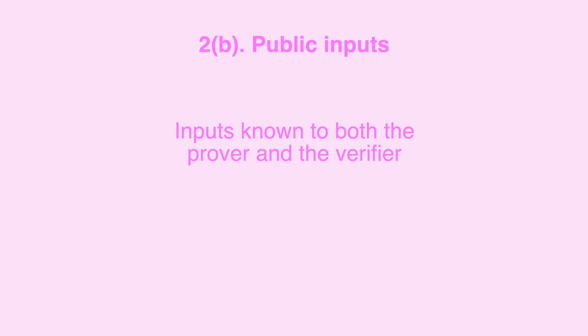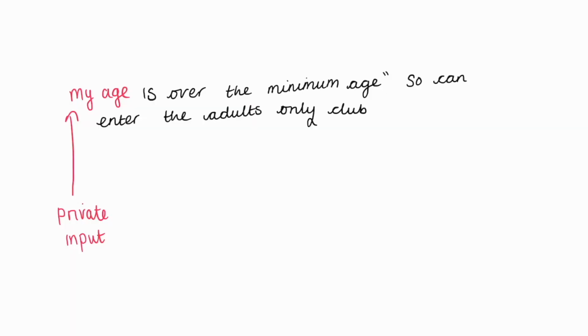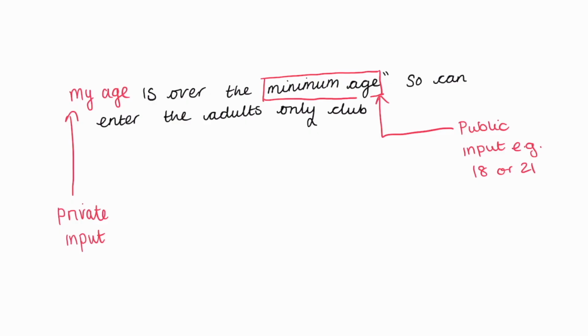The second type of input is a public input. And as this sounds, this is a value that's known by both the prover and the verifier, and it's used to check the proof's validity. This can include things like commitments, a public key, or a hash digest. But again, this is best explained using an example. The first example doesn't have a public input, but the second example could. I am above the threshold age and therefore I can enter your club. The public input could in fact be the minimum age, 18 or 21, etc. This could be an example of a public input that's known by both the prover and the verifier.